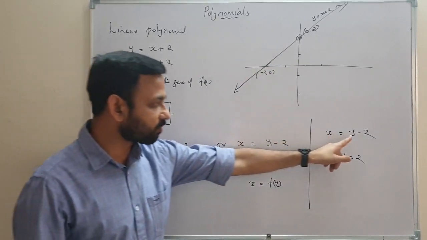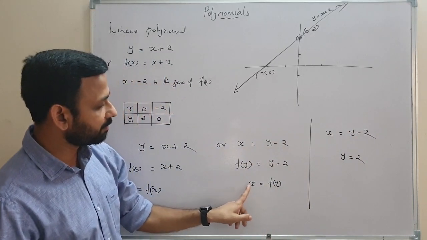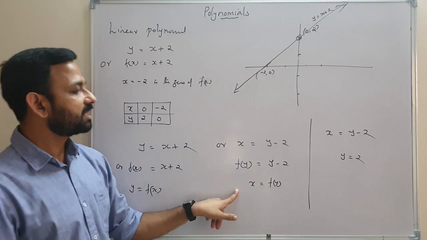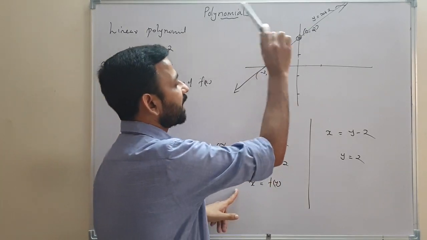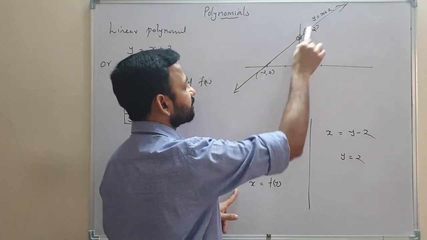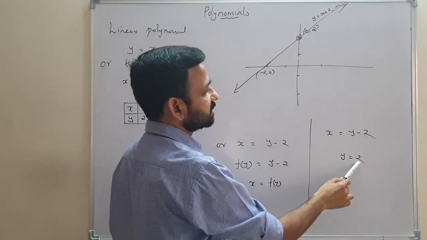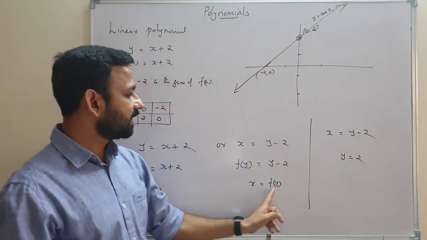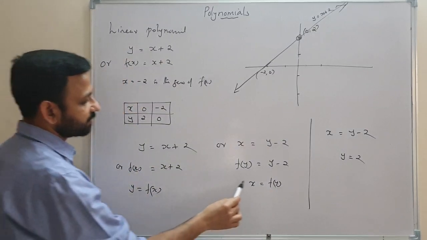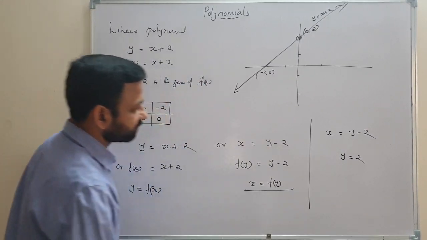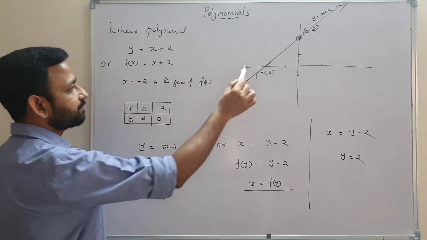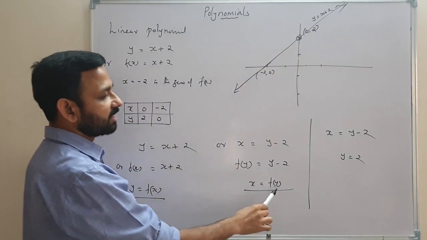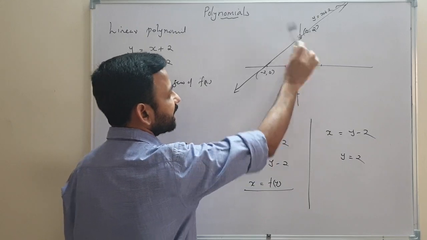And if the variable is y, or if the polynomial is x is equal to f of y, then the zero of the polynomial is the y coordinate of the point of intersection of that line and the y axis. So that is it: the y coordinate of the point of intersection of that line and the y axis, if the polynomial is in the form x is equal to f of y. If the polynomial is y is equal to f of x, it is the point of intersection of the line and the x axis. If the polynomial is x is equal to f of y, then it is the point of intersection of the line and the y axis.